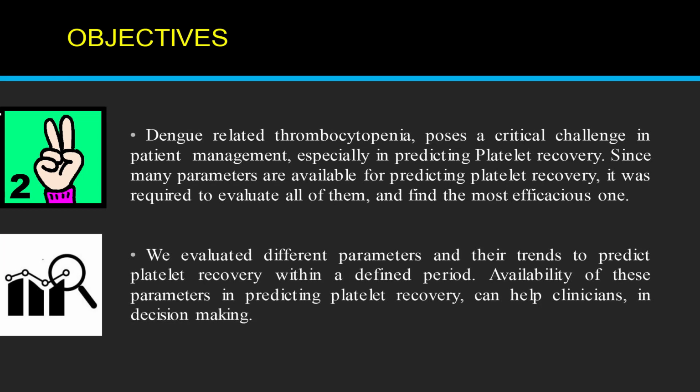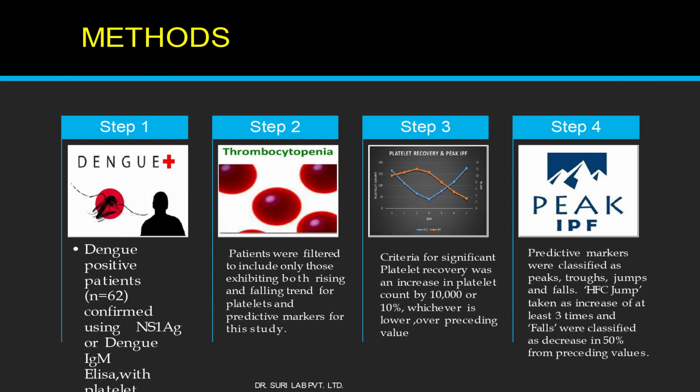Along with it, we are using some other markers like PLR, PHR, and HFC, and looking at which is a better marker among all these competing markers. So the objective was to evaluate different parameters and their trends to predict platelet recovery within a defined period. What we did was we first took dengue positive patients confirmed using NS1 or dengue IgM ELISA with platelet count less than 1 lakh.